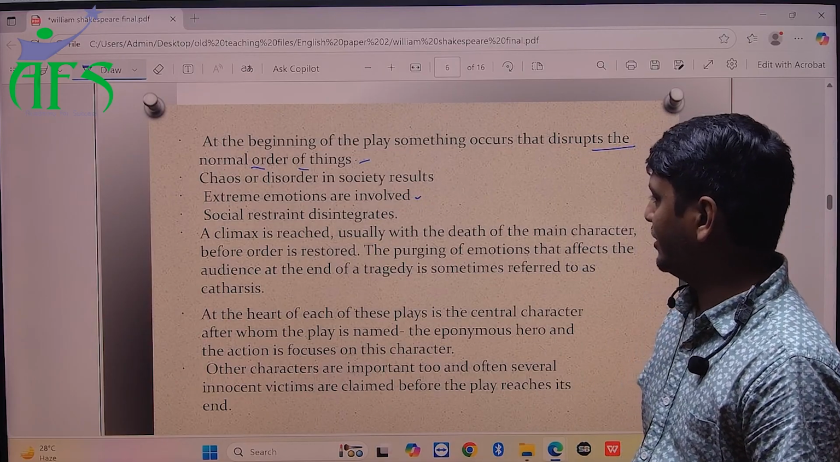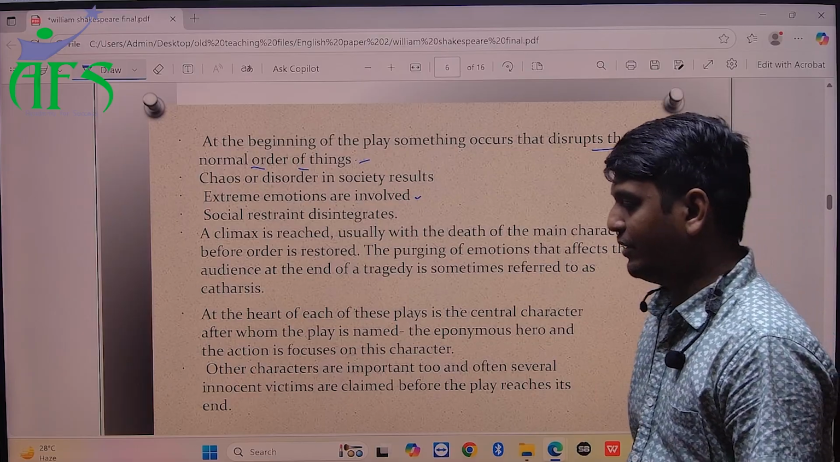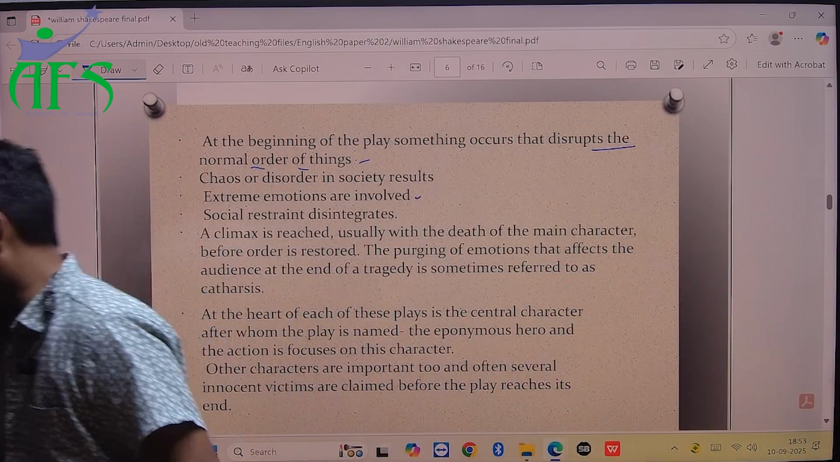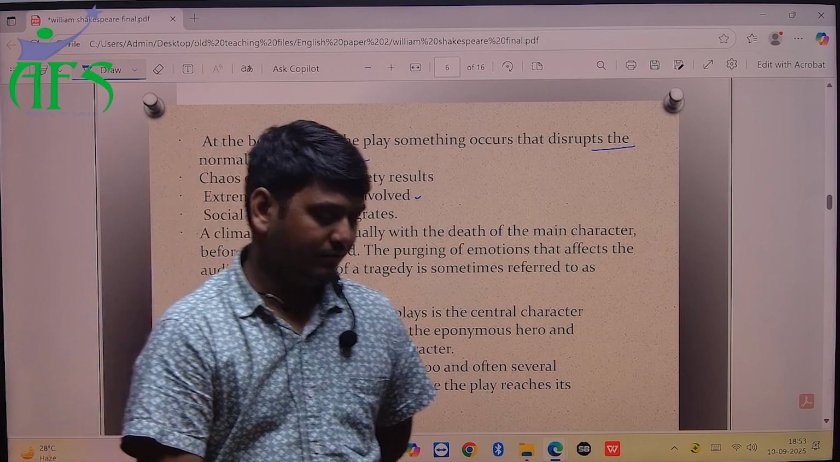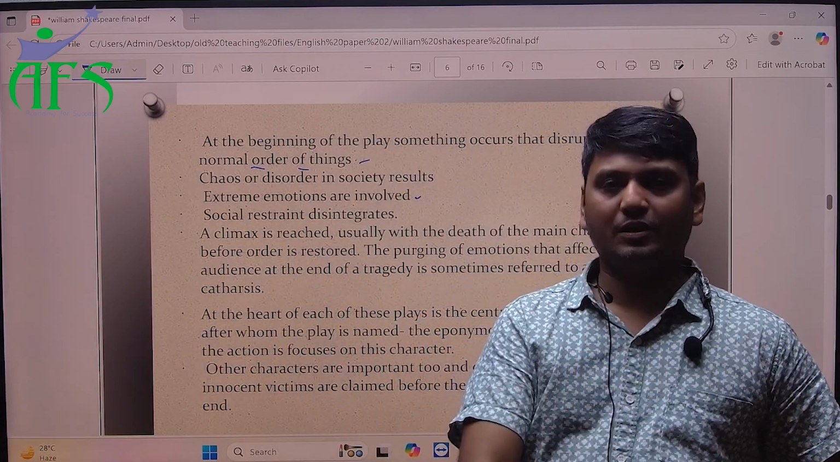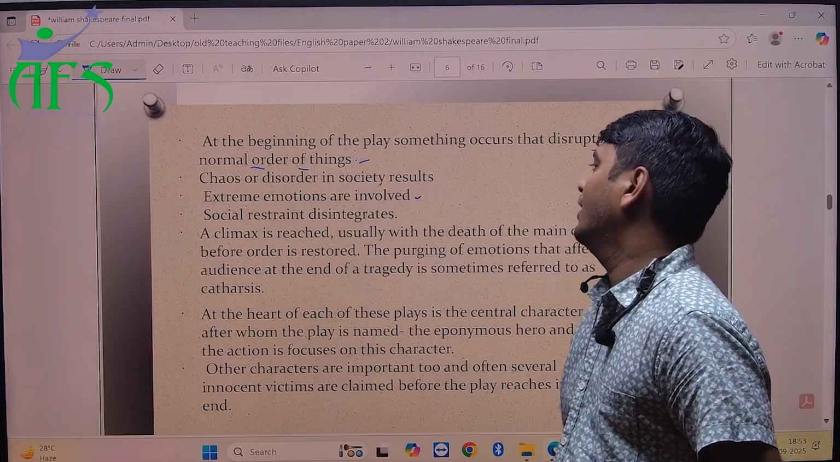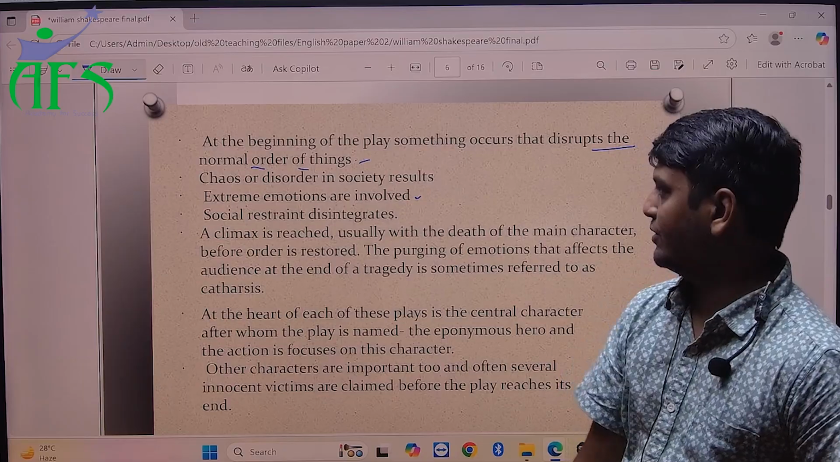Social restraint and disintegrate. These are all things we can find at the start of any of the tragedies written by William Shakespeare. This is the common criteria. Then social restraint disintegrates, that is one feature.